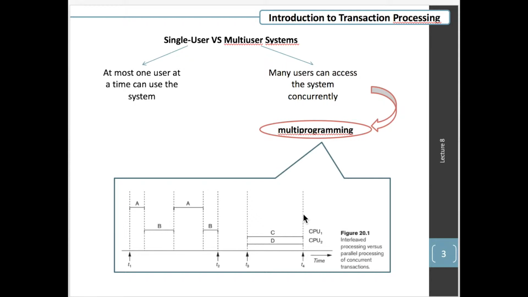At the start, if I have a single-user system, there is one user accessing my database at a certain time, and when he or she finishes the transaction, the second user accesses my database. But in a multi-user system the situation is different, because I need another system, a concurrency system, that controls the overlapping between different users, between different transactions.